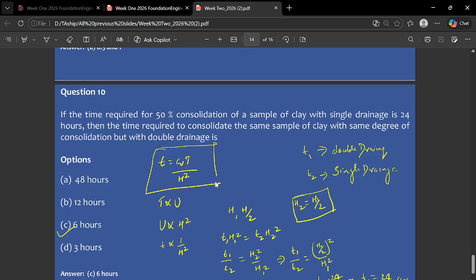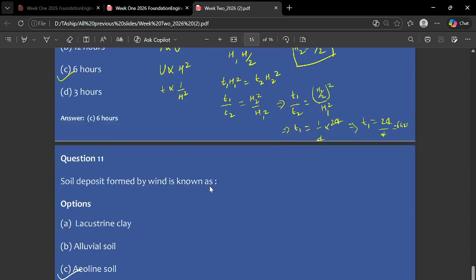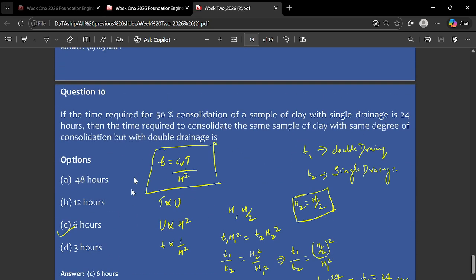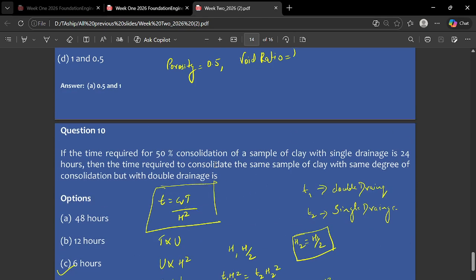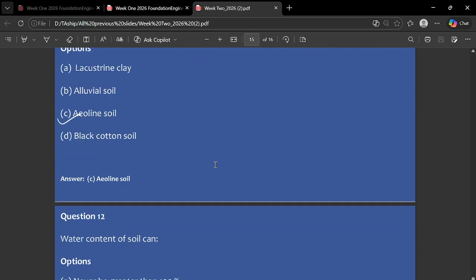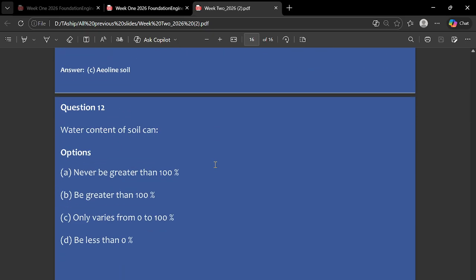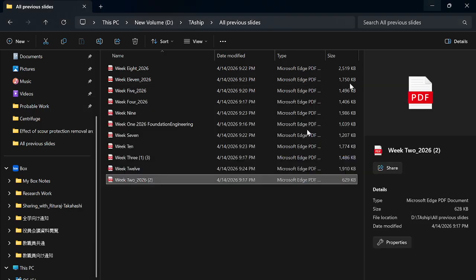Some of the most popular questions you will get are based on, let's say, these properties of the soil which you are having right now. How much time will it take to consolidate if the degree of consolidation is this? Again, there are some relations which you can get with the equations available there. Again, it's the type of soil which we are talking about. So that was all about week 2 which we have discussed.